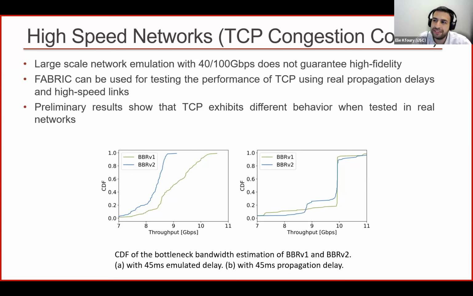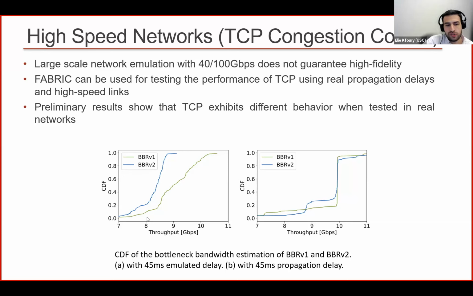It's good enough, but sometimes it does not produce an accurate behavior of how TCP would react in a real network. You can see here in this figure that we have the left-hand side. We are basically looking at how BBR, a congestion control algorithm, infers the throughput. So we are looking at BBR1 and 2. These are just two different versions of that algorithm.